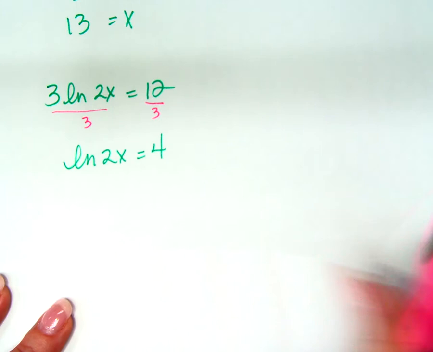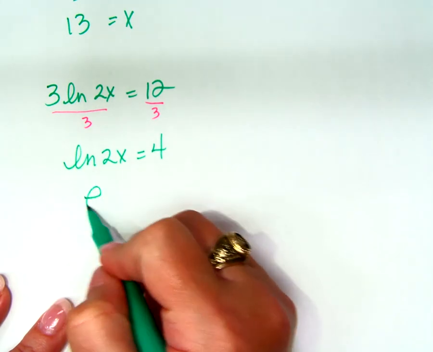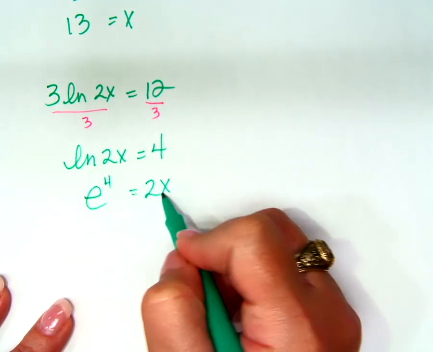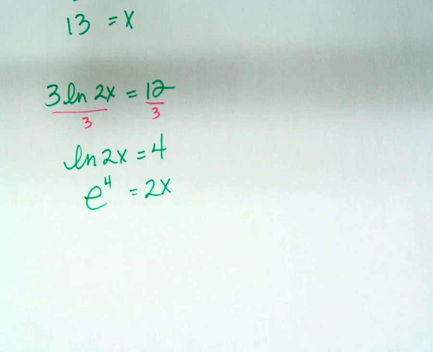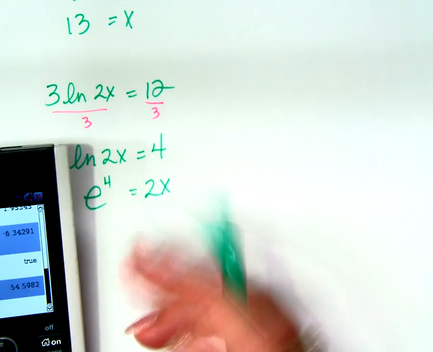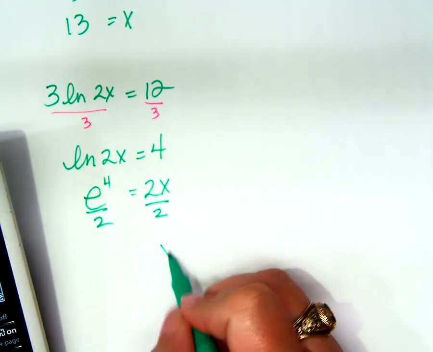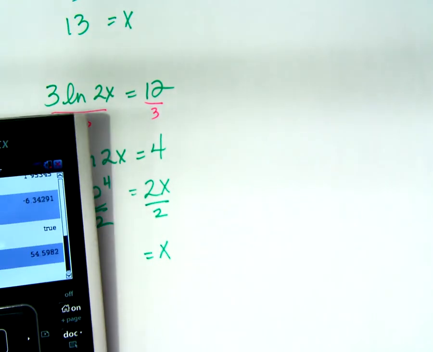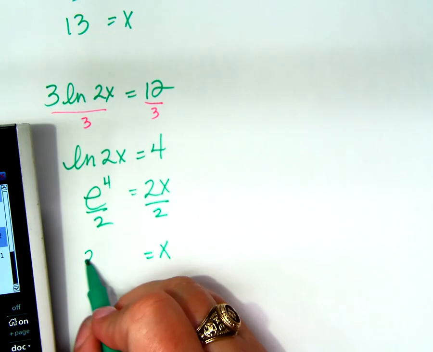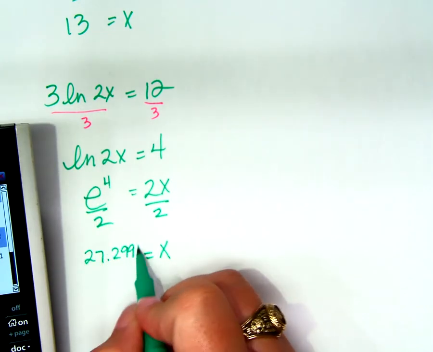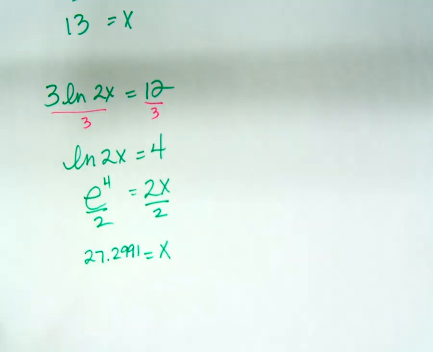Exponential form says e to the 4th equals 2x. Do you know e to the 4th off the top of your head? Me neither. E to the 4th, that's 54.5982. And then to get the answer, I just divide both sides by 2. And that's how I get 27.2991. Okay?